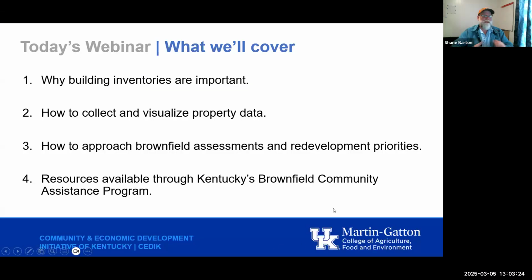So let's jump right into this. What we're going to cover today is why building inventories are important. Why should we consider doing one? How do we collect or visualize that data? I'm going to share a couple examples from how other communities have done building inventories, but also how they communicated those results. We'll touch on how to approach the brownfield assessments and redevelopment priorities that are directly related to those inventories. And then, like I mentioned in the introduction, we'll wrap up and discuss some resources available through our Brownfield Community Assistance Program.